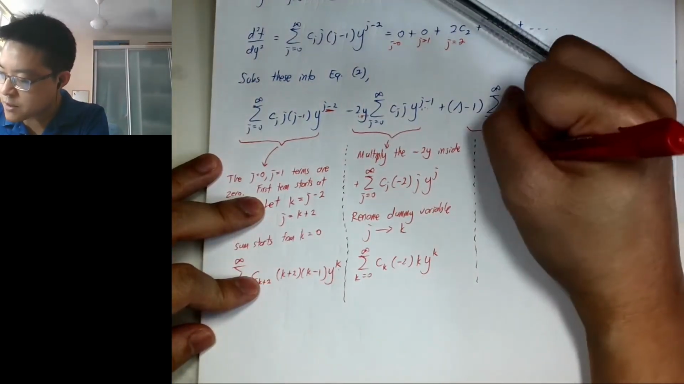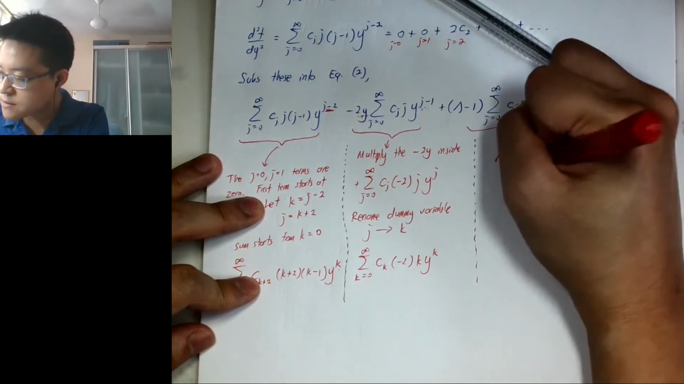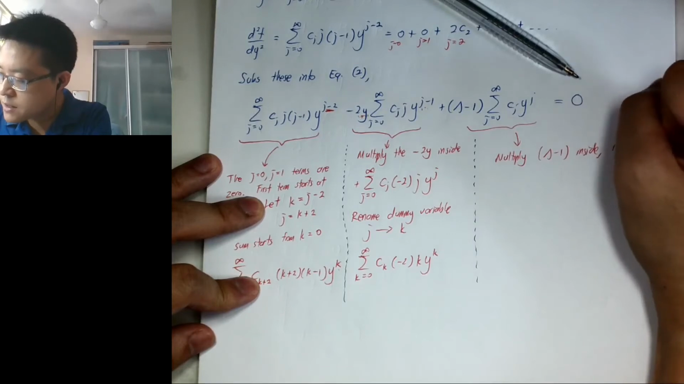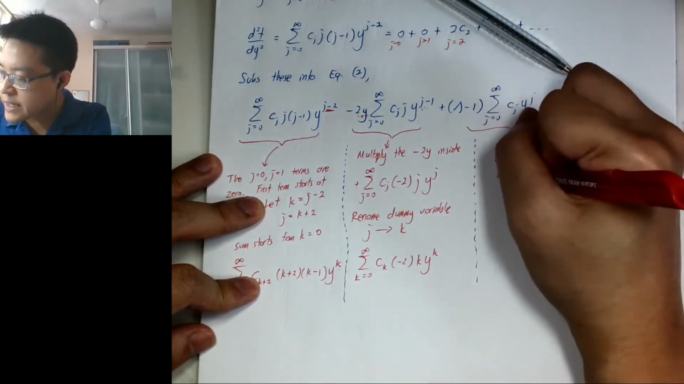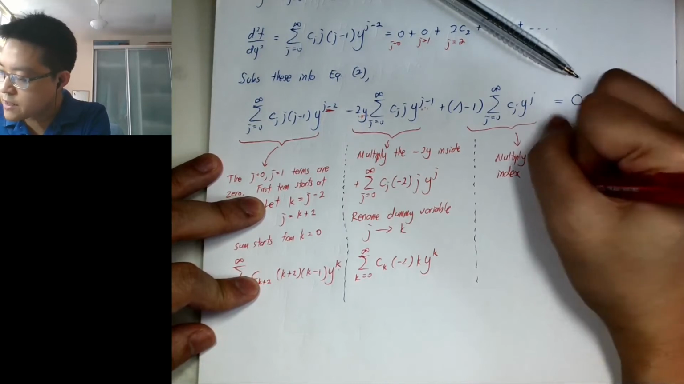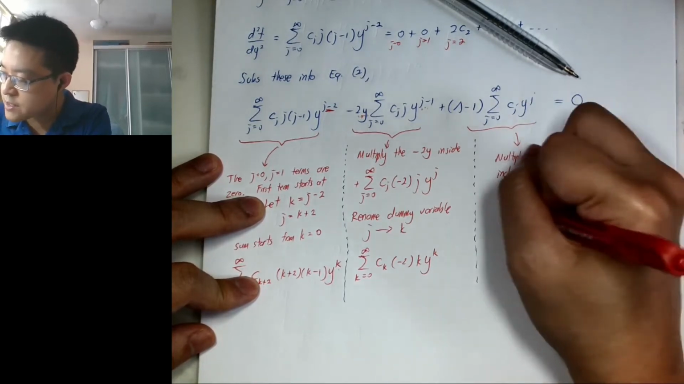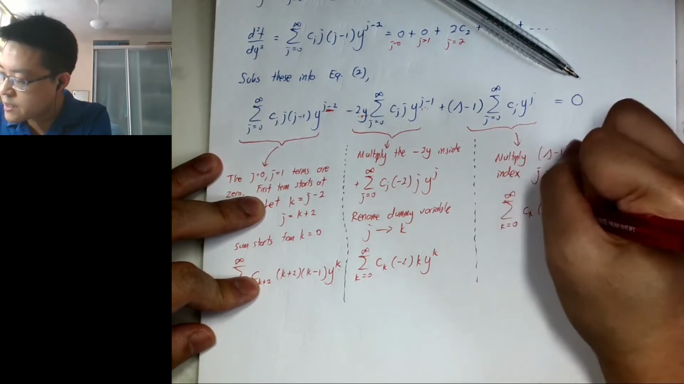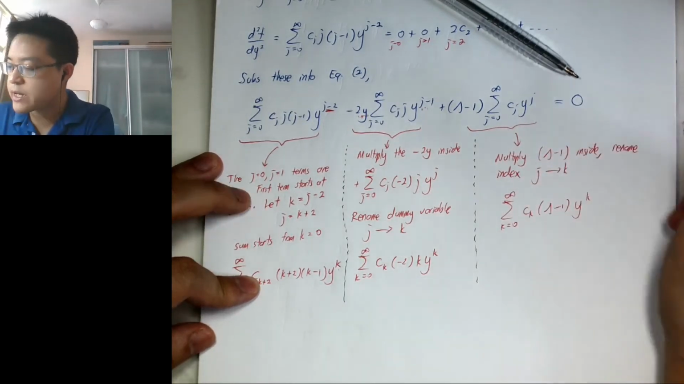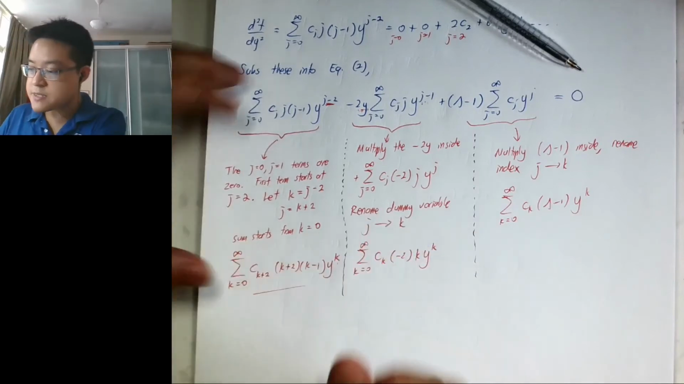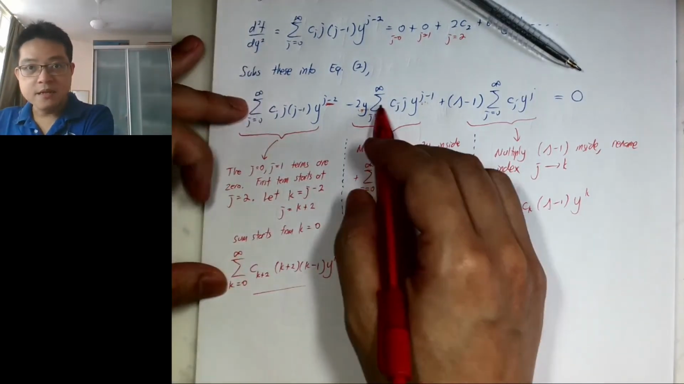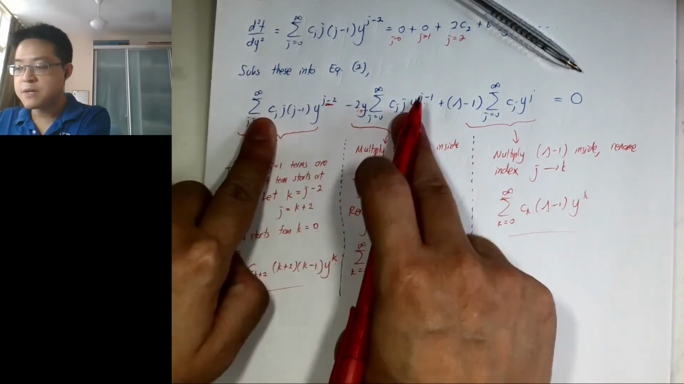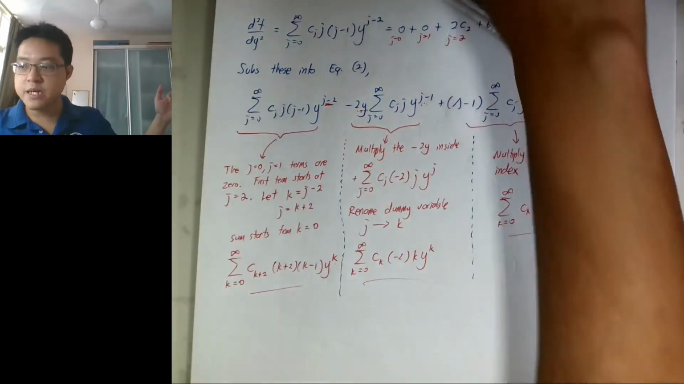Firstly, of course, I will multiply the constant inside, and then rename the index. Instead of j, I'll just call everything k, so that this thing is the sum from k equals 0 to infinity, c_k (lambda minus 1) y to the power k. So this is my first term, I manipulate it to look like this. The second term, I make it into this, and this is my third term. This plus this plus this, and the whole thing should equal 0.